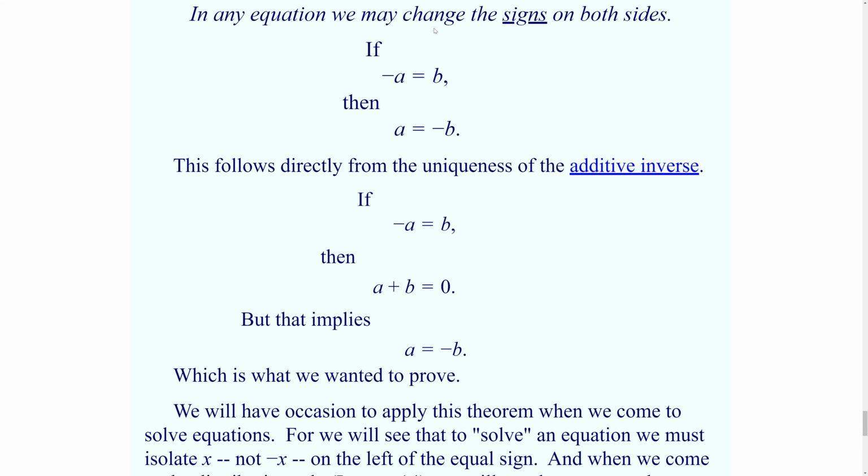So in any equation, we may change the signs on both sides. So if we have negative a equals b, then we can say a equals negative b. And if we flip these over or transpose them again, so if we move the negative b over to that side and move the a over to that side, we must flip the signs of those individual factors or terms.